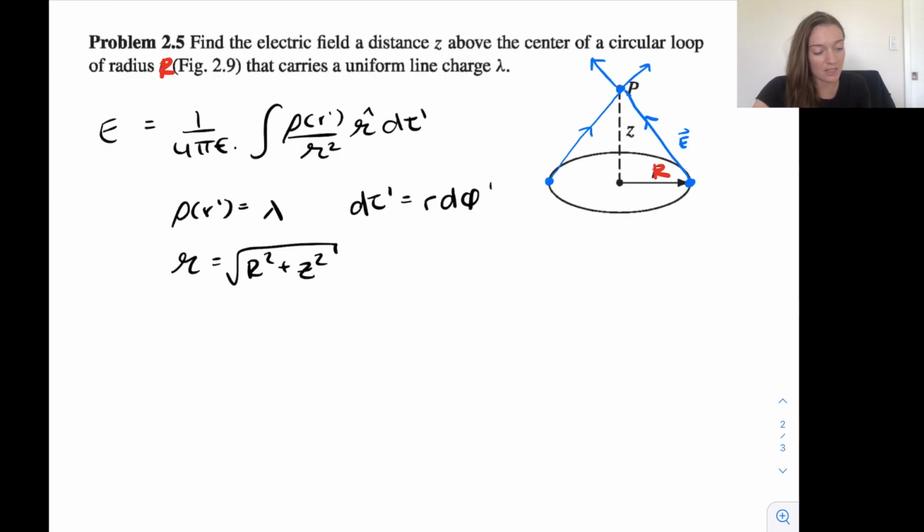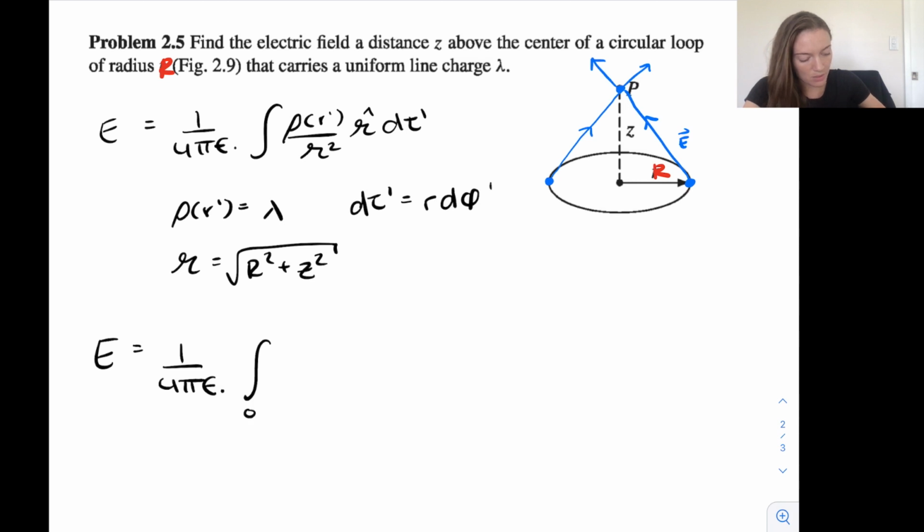Now we can just make our symmetry argument and say, I know that my final electric field is just going to be in the z direction. I'm just going to take the cosine of my integral, and that's it. So let's write all that down. Now we have 1 over 4 pi epsilon naught. We're going to be integrating from 0 to 2 pi because we said we're just integrating around the circle.